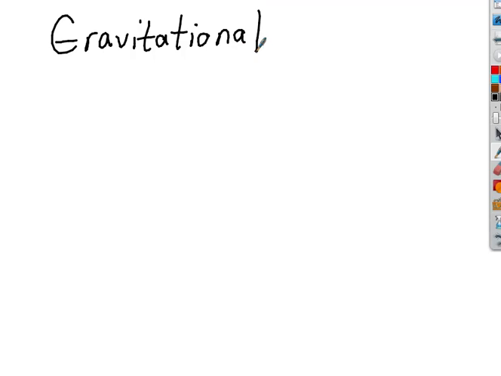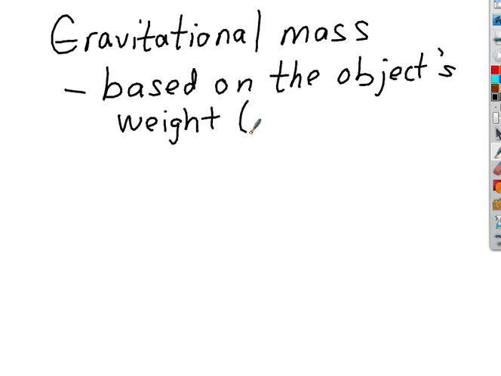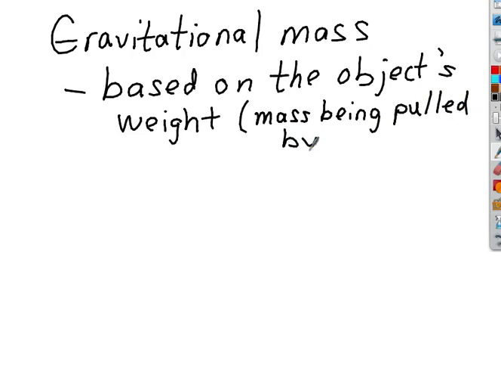I'm going to start off with gravitational mass. Gravitational mass is really what we've been calculating all of the time. Technically, we haven't calculated inertial too, but this would be the one that we primarily think about when I say what's the mass of the object. Gravitational mass is going to be based on the object's weight. It's basically saying what is the mass that's being pulled by the gravitational field, aka gravity, g.